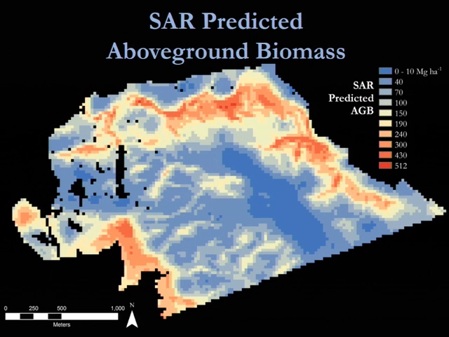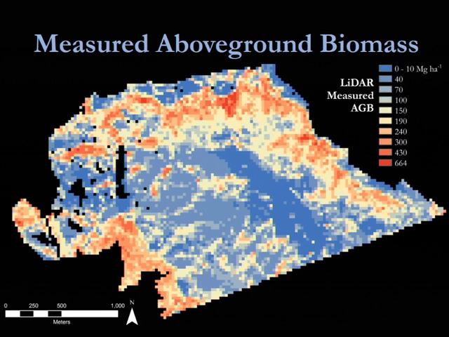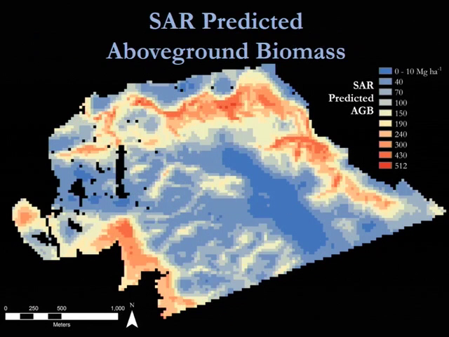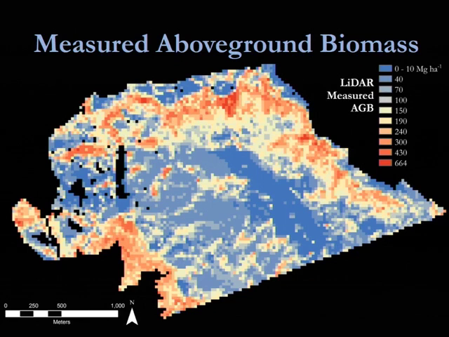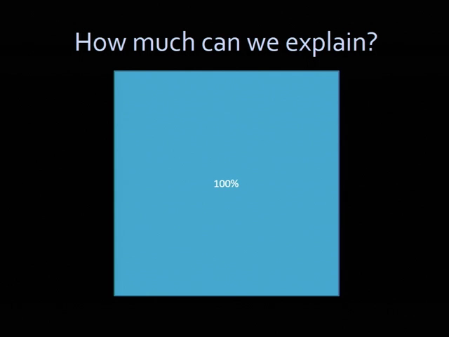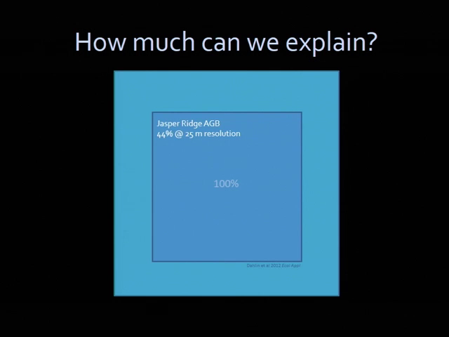And we can compare it to what we measured from LIDAR, flip back and forth and say, oh, it actually looks kind of good. It doesn't look terrible, it's not that bad. Because this is a regression type model, we can ask how much of this variation we can actually explain. The answer for Jasper Ridge, looking at aboveground biomass at 25 meter resolution, not including the spatial autocorrelation, which I left out for a reason, is that we can only explain about 44% of the variation in biomass using all of those variables. So other stuff is going on.